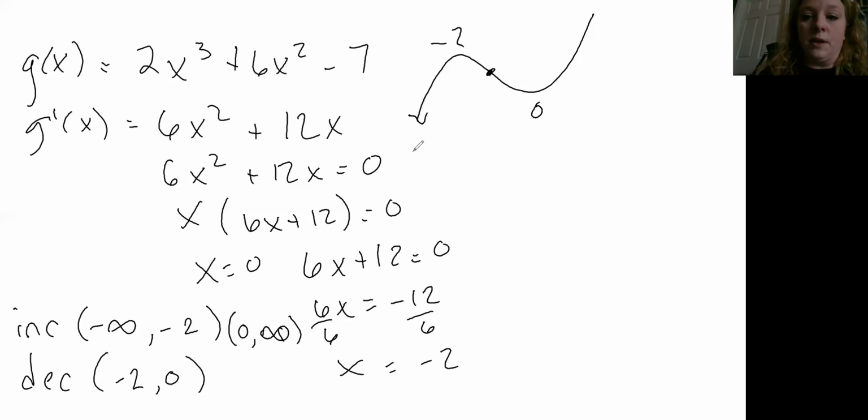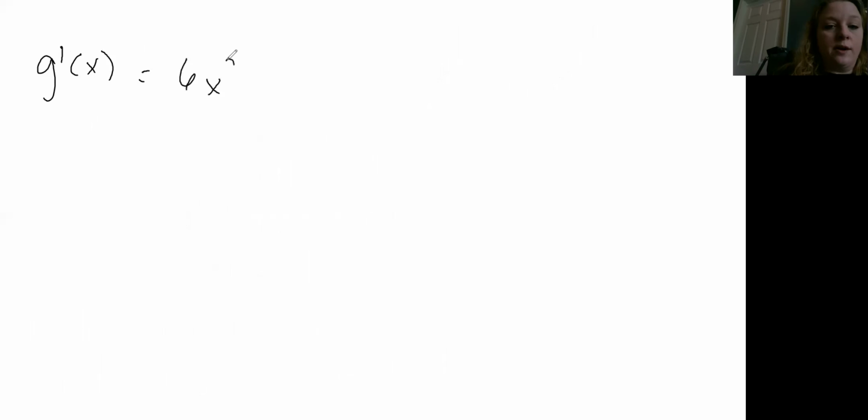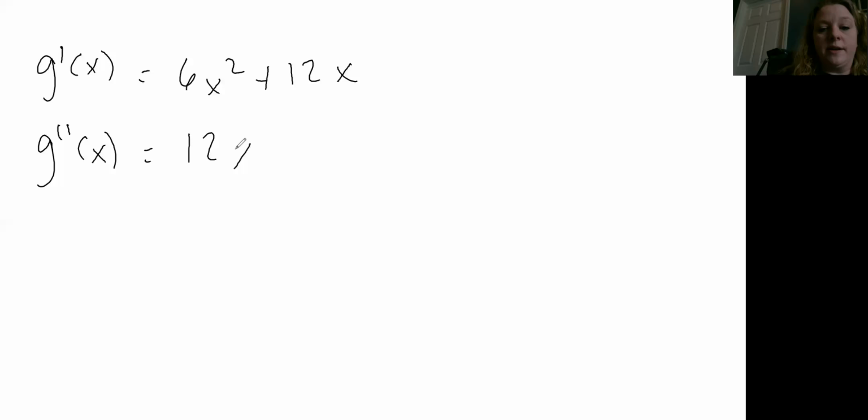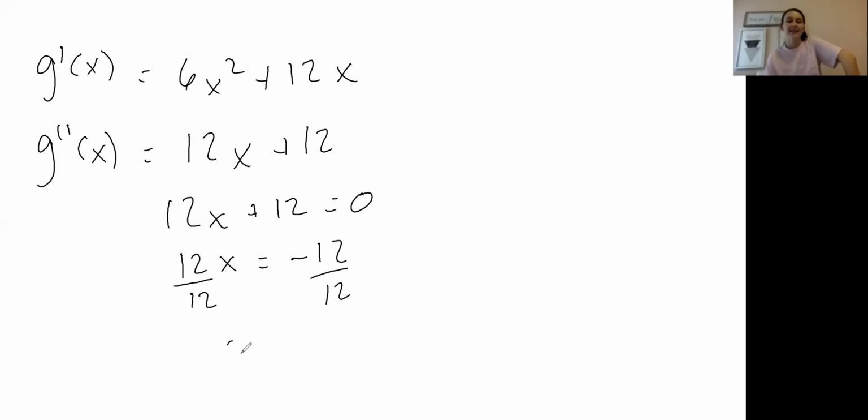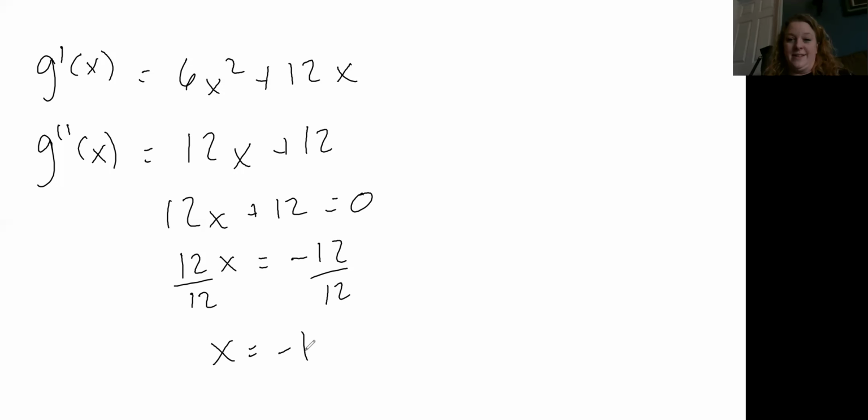Let me clear my screen. And then we'll take our first derivative, which was 6x squared plus 12x, and we'll take the derivative of that. We get 12x plus 12. Find out when that is 0. We'll divide by 12. Yeah, I just saw that it was negative, so I was just like, oh, concave. Right.